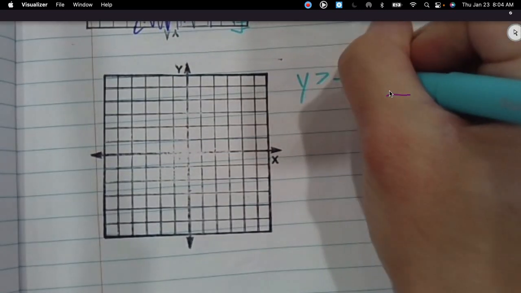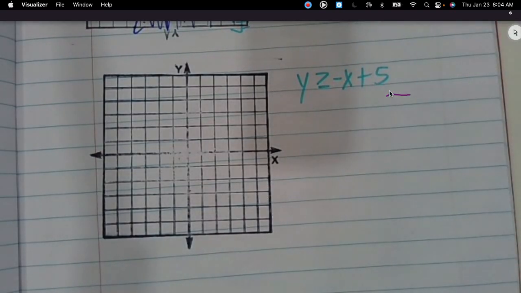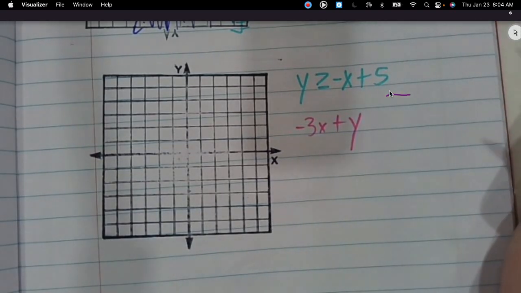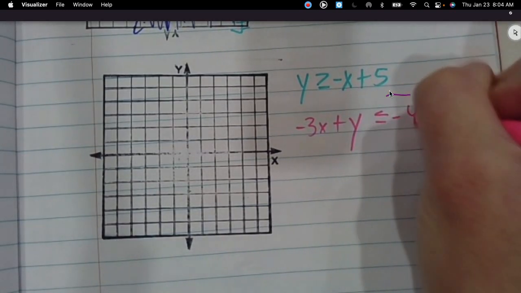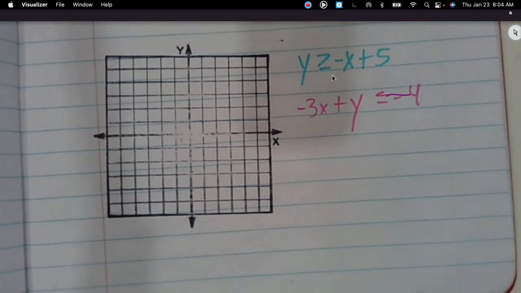A little bit? Okay. This one, let me do y is greater than or equal to negative x plus 5. And I'll try a green color. I'm trying to find colors that stand out. Or I'll do pink, actually. Okay, this one is negative 3x plus y is less than or equal to negative 4. So the top inequality is good to go. I got the y by itself.